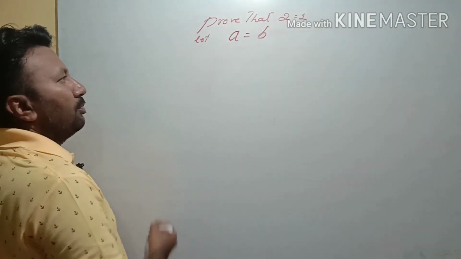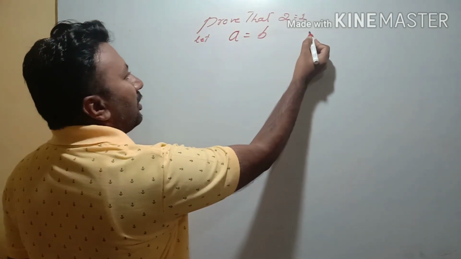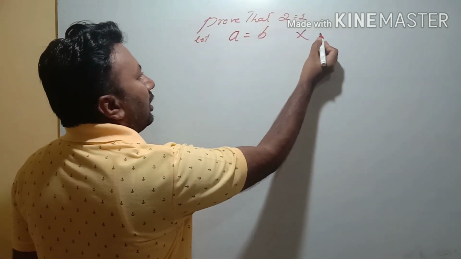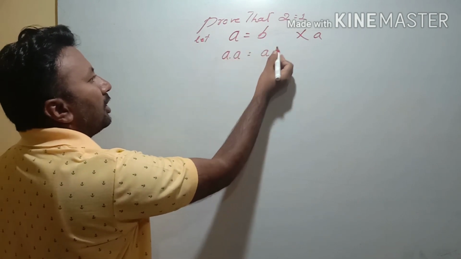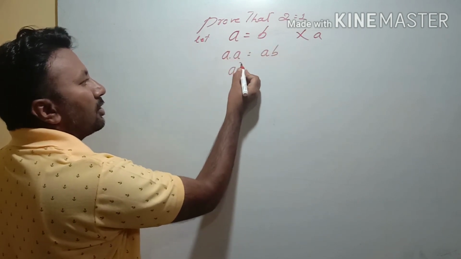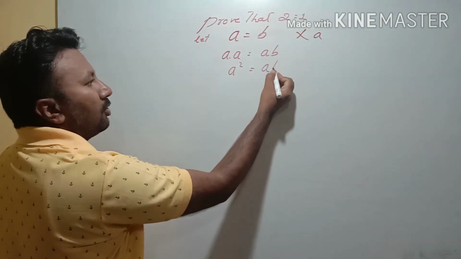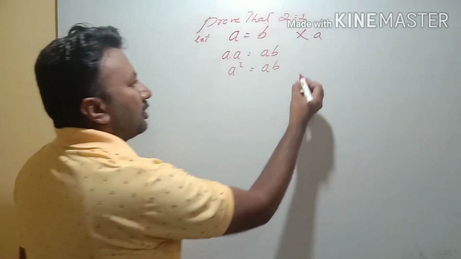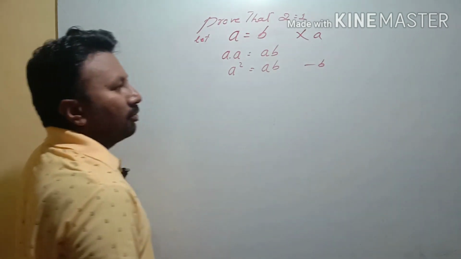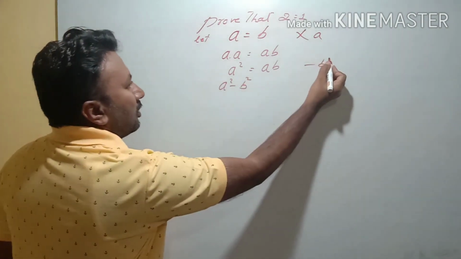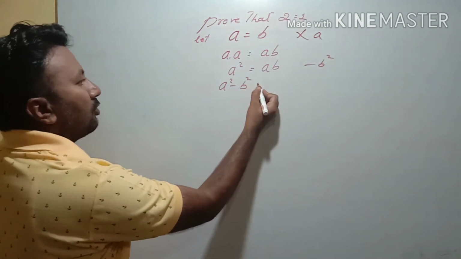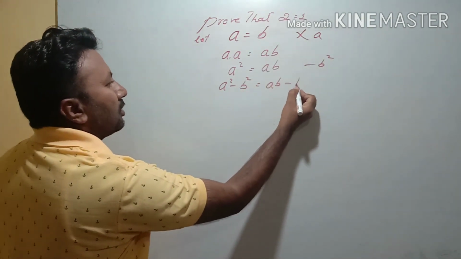See, A is equal to B. Now I am going to multiply A on both sides. That is A into A is equal to A into B. What is A into A? A square, which is equal to A into B. Again I am subtracting B square on both sides. That is A square minus B square, which is equal to AB minus B square.